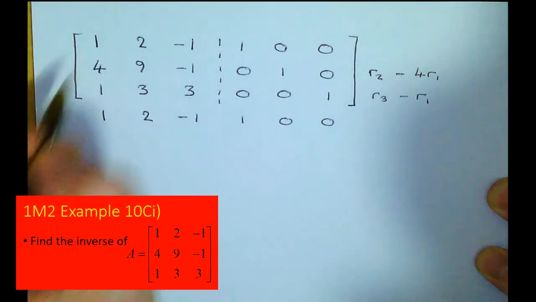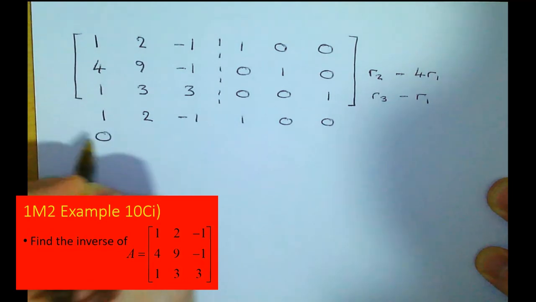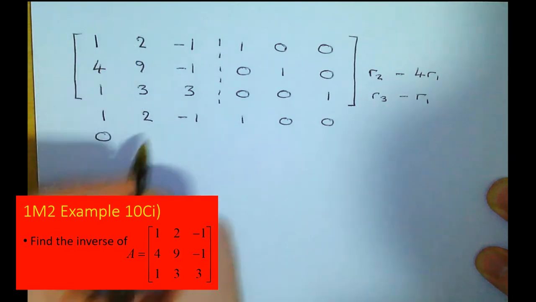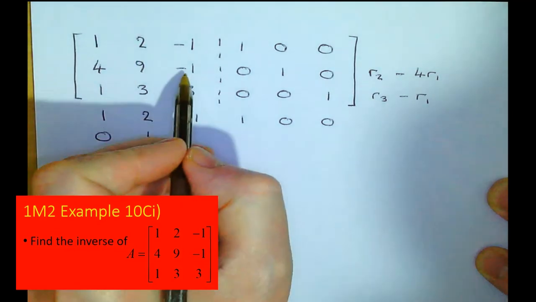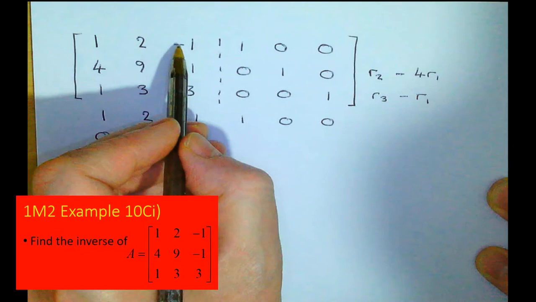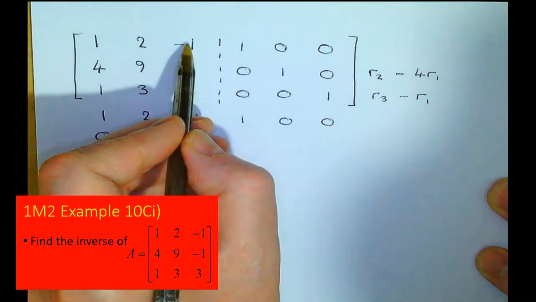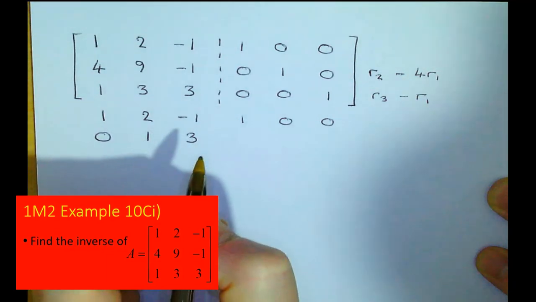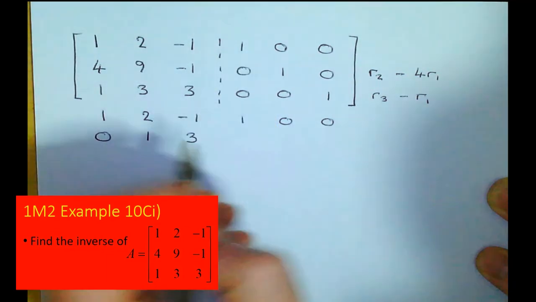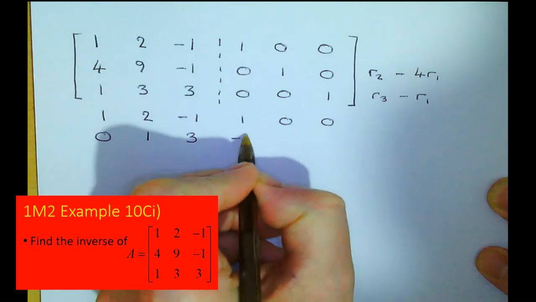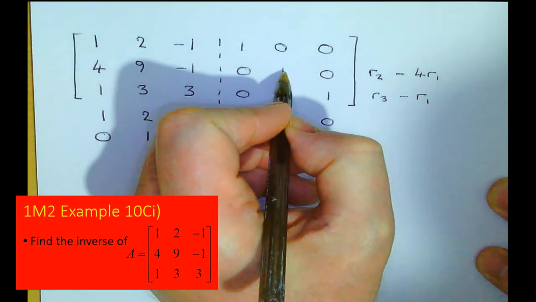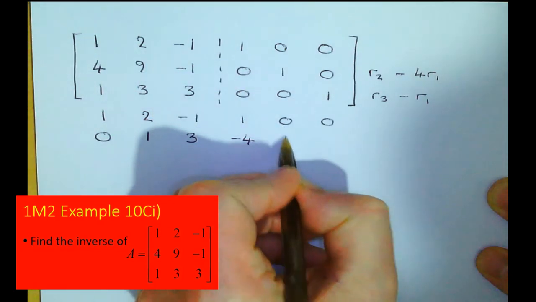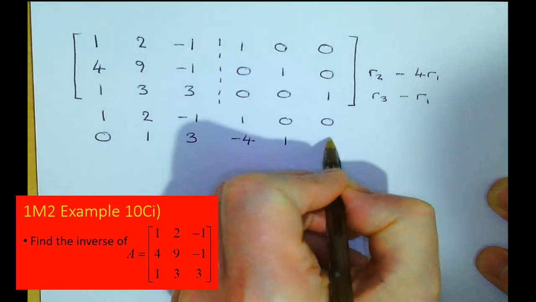4 minus 4 times 1, 0. 9 minus 4 times 2, 9 minus 8, that's 1. Minus 1 minus 4 times minus 1, minus 1 plus 4, that's equal to 3. 0 minus 4 times 1. 1 minus 4 times 0. 0 minus 4 times 0.